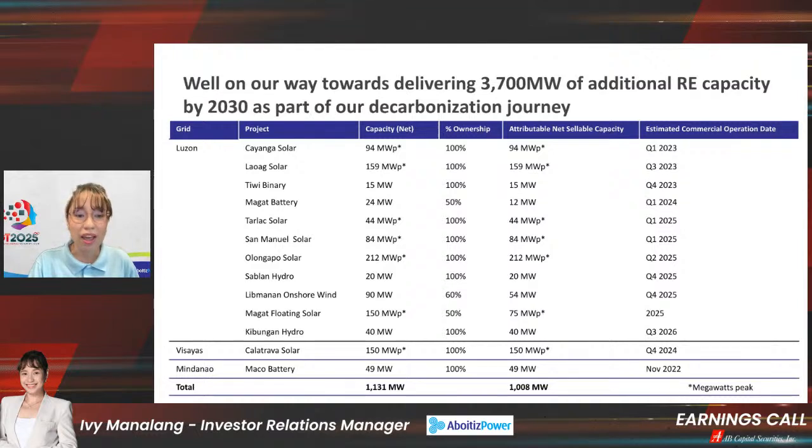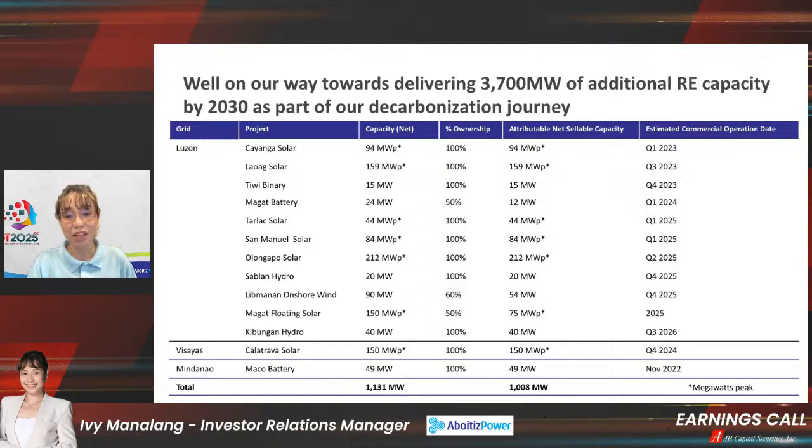In this table, the grid is where the plant will be connected. The project column is the project name. The net sellable capacity is the total capacity of the plant that it can offer to the grid, meaning less house load. The percentage ownership column is the current ownership of AP in each of the different facilities or plants. The attributable net sellable capacity is the total capacity based on the ownership of AP.